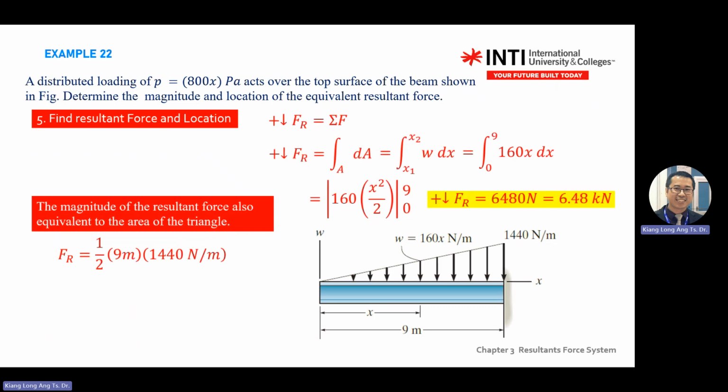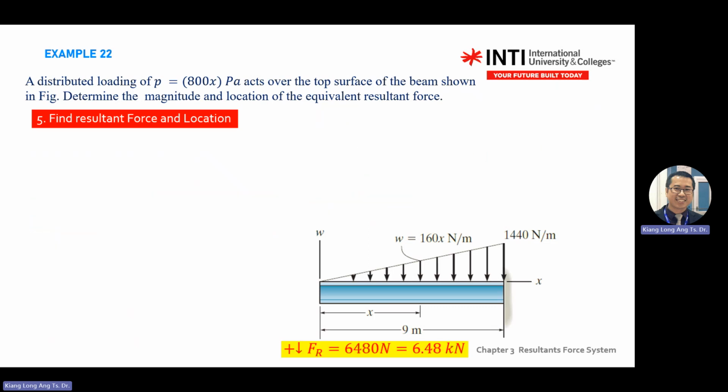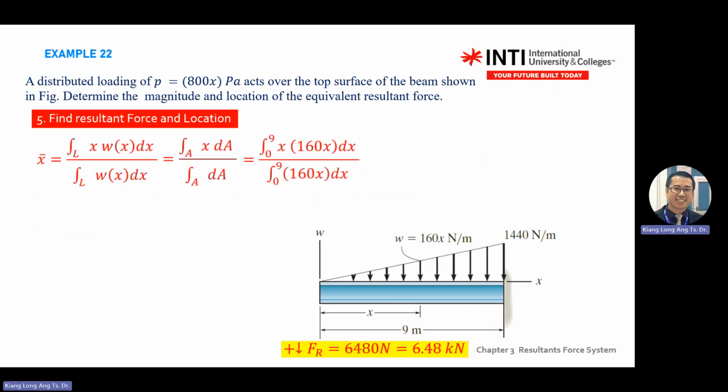Then you find the resultant and find the X bar by substituting this inside this equation. X you don't know, you remain. This one you copy from the reduced equation. This one also you copy from the reduced equation. Do the integration. Important is the limit here.